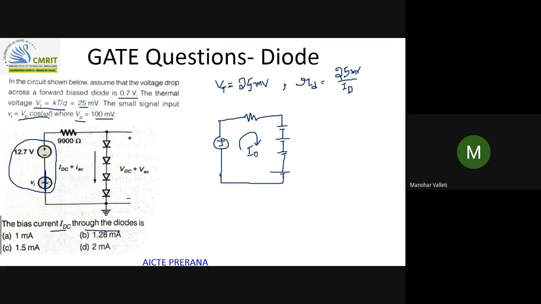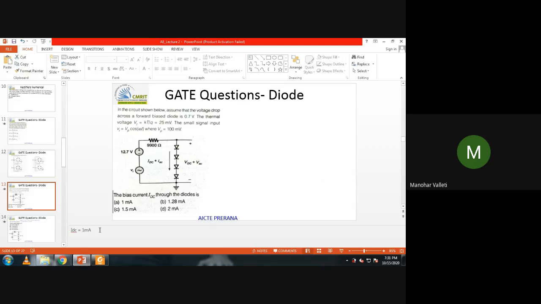Now we need to find out IDC. I think you can find it very easily. 1.28 milli, sir? 1 point, huh? Option B. Yeah, I guess so. 1.27. I think the answer is 1 milliampere.